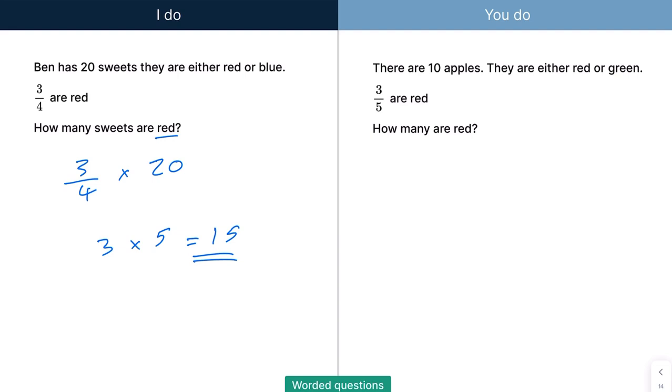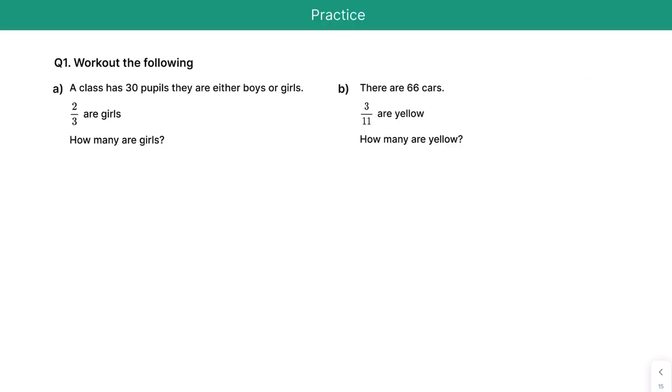And we have 10 apples. They are either red or green. Again, hopefully you've pressed pause and had a go at this. So we know that 3/5 of the 10 are red. So again, same thing, 3 times 2, we do the 10 divided by 5, which gives us 2, so the answer here is 6. So it's 6 are red. Hopefully you've pressed pause and had a go at these two.